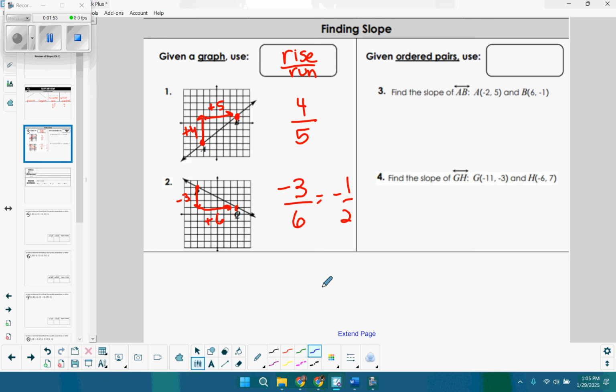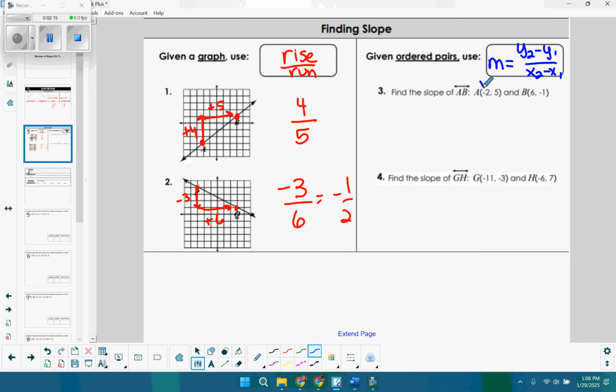The other way we could do it, and the more common way we're going to do it, we're going to use a formula. It's the slope formula. M is the letter we use for slope, and it's going to equal y2 minus y1 over x2 minus x1. So that means the change in the y's divided by the change in the x's.